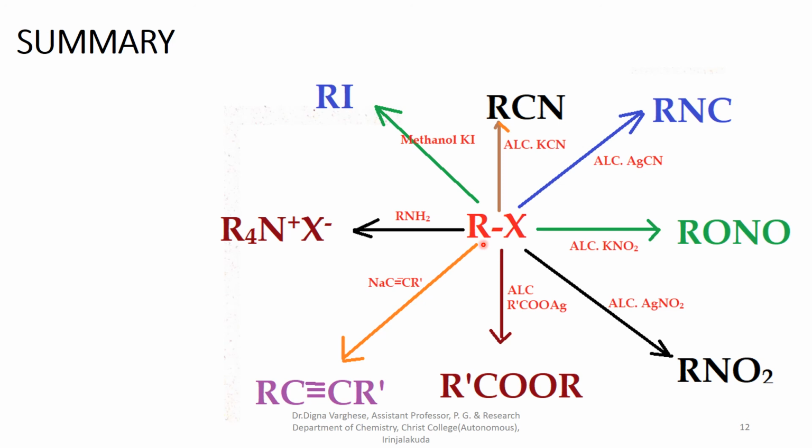Alkyl halide treated with amine will give quaternary ammonium salts. Alkyl halide treated with sodium alkynides will give alkynes, higher alkynes. Alkyl halides treated with alcoholic solution of silver carboxylate will give ester. When alkyl halide is treated with alcoholic silver nitrite, it will give nitroalkanes.